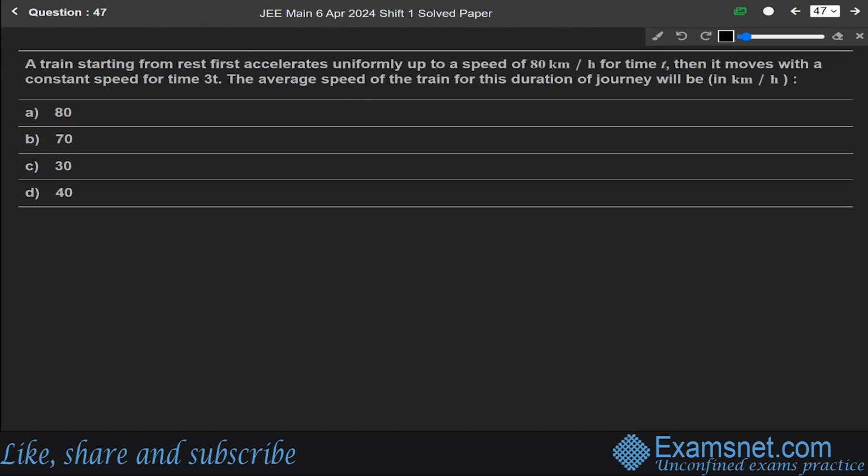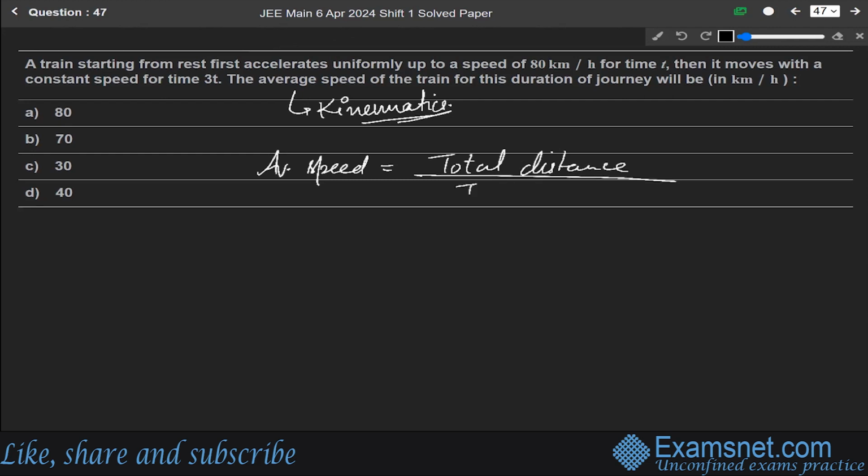Now next question 47. A train is starting from rest, first accelerates uniformly up to a speed of 80 km per hour for time t, then it moves with a constant speed for time 3t. The average speed of the train for this duration of journey will be in terms of kilometer per hour. So this question is from the chapter of kinematics. We have to find the average speed of the train. We know that average speed is equals to total distance over time taken.